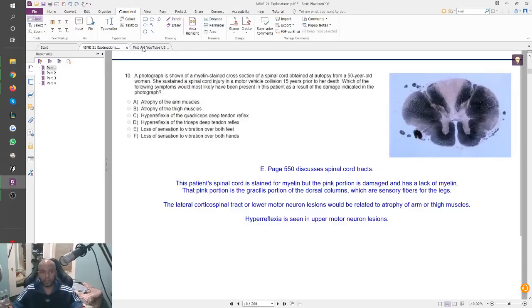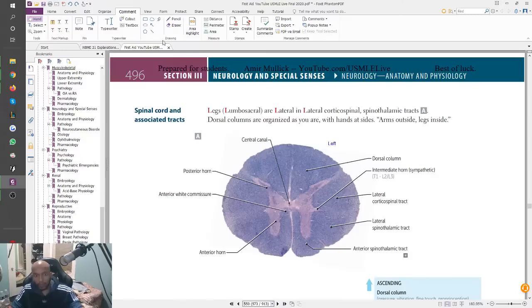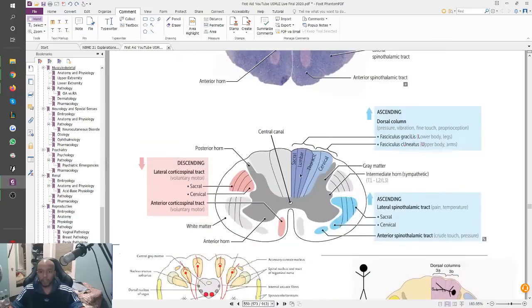So let's take a look at page 550. A very straightforward question. They didn't even really pick on spinal thalamic versus any other section. So this is how it normally looks. You see how everything is stained? This place is white in that picture, and that is obviously your dorsal column, ascending, sensory, and specifically they were looking at the gracilis, which is for your legs. Cuneatus is for your upper body and arms, right?